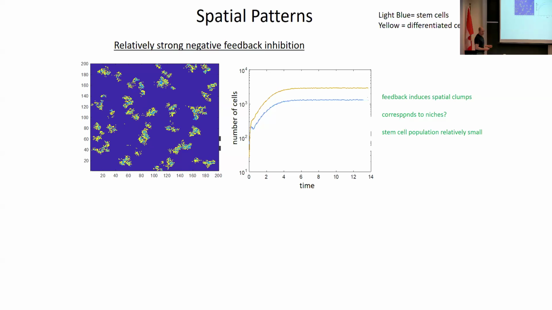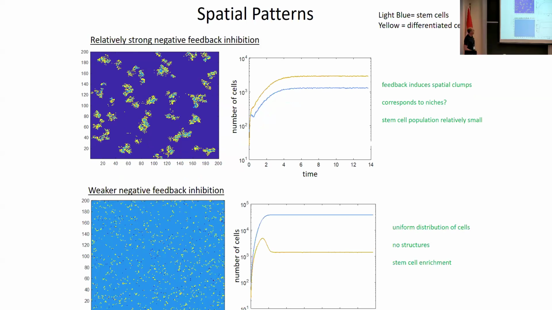Now we can reduce the amount of negative feedback inhibition in the system, and we find something interesting. Now the distribution of the cells becomes uniform. There are no clumps anymore. And now the stem cells are in the majority and the differentiated cells are in the minority, which represents a pathological state, because that's not how it should be.